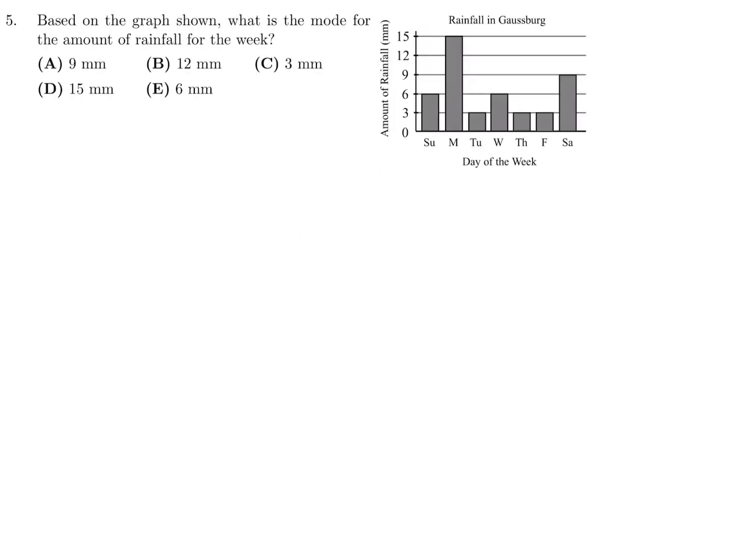Based on the graph shown, what is the mode for the amount of rainfall for a week? The mode is the most common value. So let's list the values. Sunday is 6, Monday is 15, Tuesday is 3, Wednesday is 6, 3 and 3 for Thursday, Friday, and then 9. So which one is the most common value? Well, it's 3. It appears the most number of times. So number 5, the answer is C.